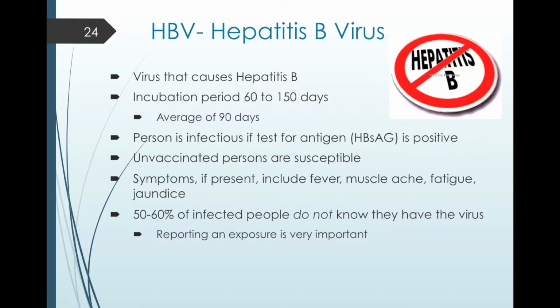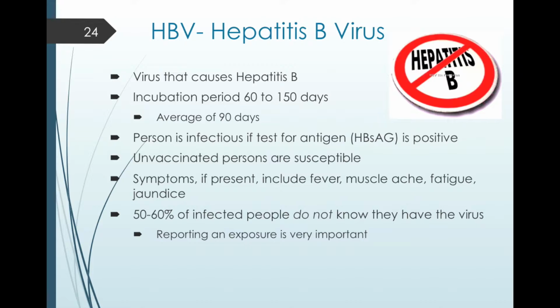Moving on to the hepatitis B virus. It has an incubation period of anywhere from 60 to 150 days with an average of 90. The person is infectious if they test positive for the antigen listed here. Mainly the people who are susceptible are those who have never had the hepatitis B vaccine. Symptoms, if they have any, are fever, muscle aches, fatigue, and jaundice. However, half of the people, or sometimes 60% of them, don't even know that they do have the virus. They may not have signs and symptoms.